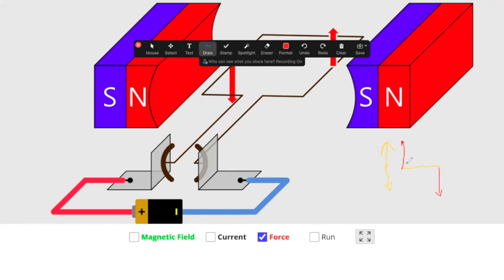Okay, these are equal, opposite, but acting at two different points. What is the resultant force? Will it be zero or non-zero? Zero. Zero? Yes, sir. How? There are two points, sir. Okay, this is one point. This is another point, right? Yes, sir. This is like one rod.